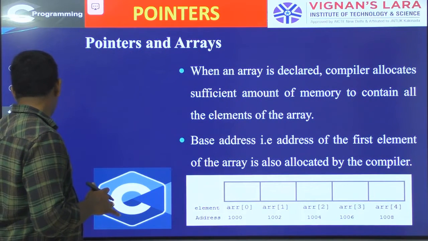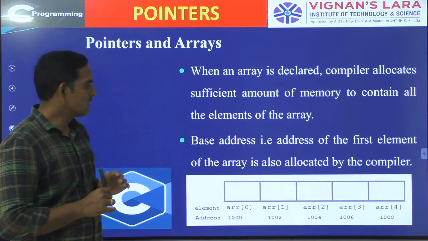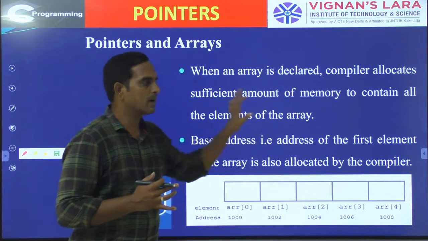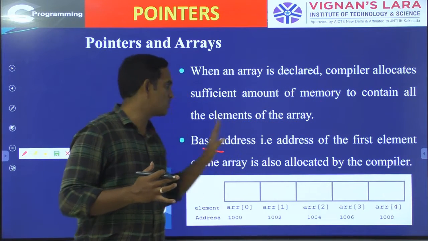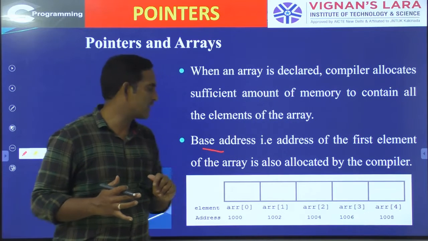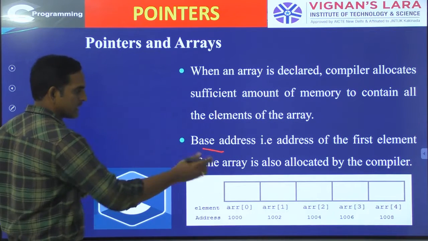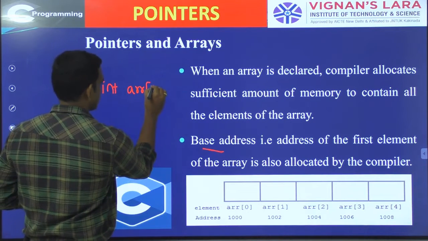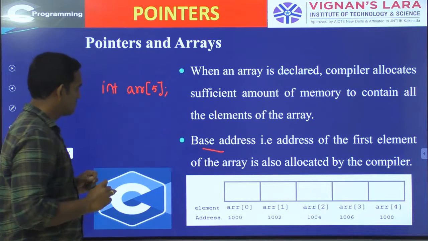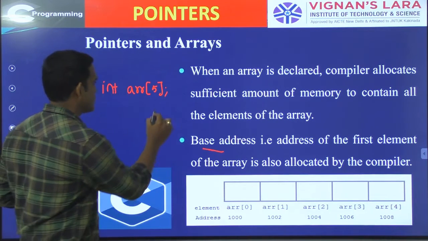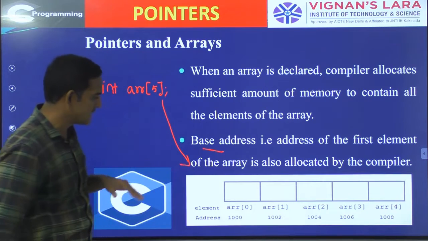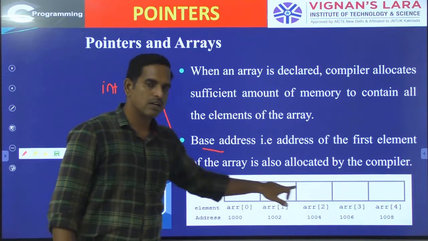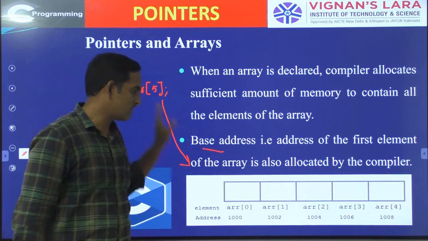Next, coming to pointers and arrays. How are pointers and arrays related? When an array is declared, the compiler allocates a sufficient amount of memory to contain all the elements of the array. For example, if I declare int ARR[5], what will happen? The memory will be assigned in this manner. It will allocate 5 memory locations, sufficient memory to store 5 data values.